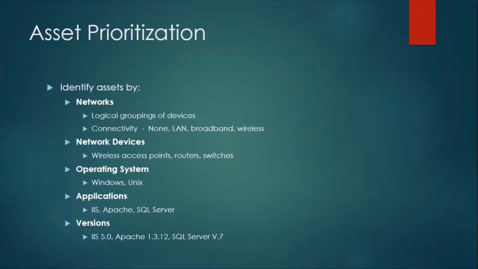Then you have your network devices, like wireless access points, routers, and switches. Identify which are crucial for connecting the networks, and keep the list handy. You also need a list of all the operating systems which you use, like Windows, Unix, Linux, Red Hat, or anything else used by the employees in your organization.